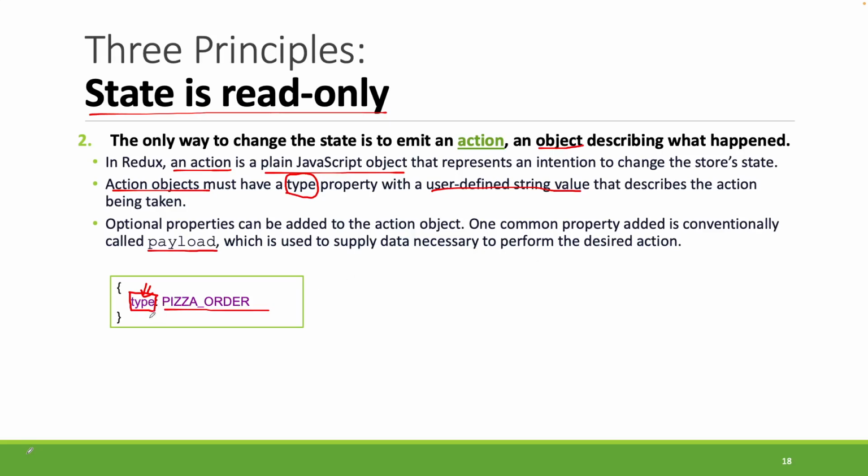Suppose for order pizza, if I want to have what? I want to order 2 pizza. Or I want to order 10 pizza. Then optionally, here you can have a payload. Okay, payload. I forgot to bring my writing tab. You can use 10. So for this action, it's an object with a type. Type will describe what I want to do. I want to order pizza. And the payload is additional information. Say, I want to order 10 pizza. That is an action, okay?